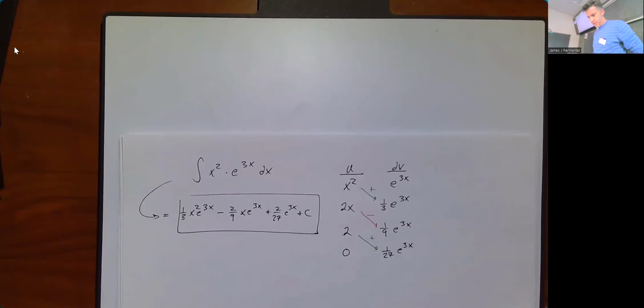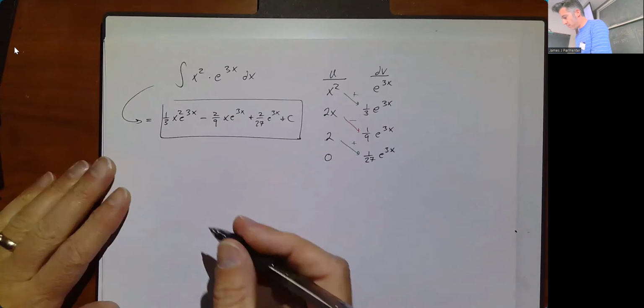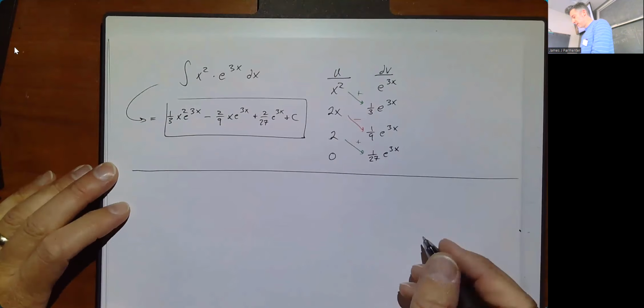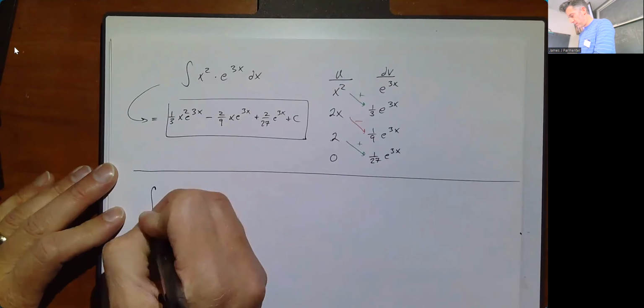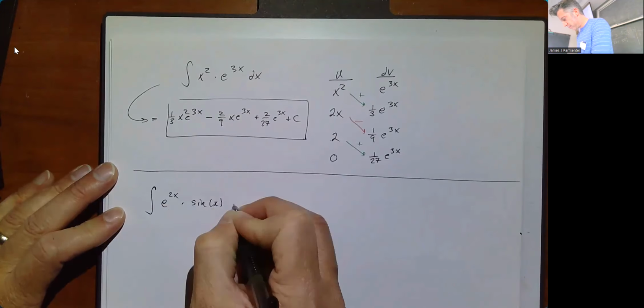Okay. There's one other terrible example I should show you. Let's make it slightly terrible, but not too terrible. Let's say we want to find the integral of e to the 2x times sine of x.